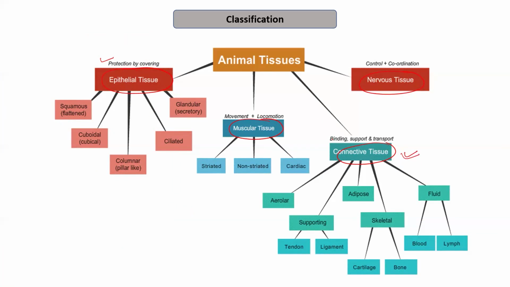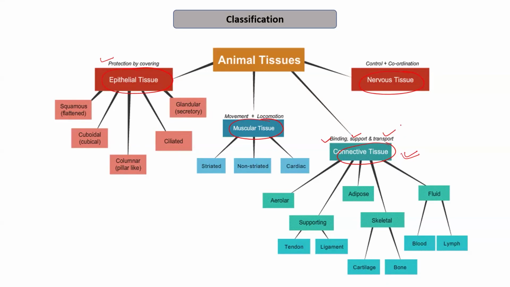The main function of connective tissue is that it helps in binding, it provides support, and it helps in transportation. Connective tissue can further be divided into various types depending on the function. It can be fibrous connective tissue, it can be fluid, like blood and lymph, so it can be fluid connective tissue, or it can be skeletal connective tissue that mainly consists of bone and cartilage. So it can also be called supportive connective tissue.